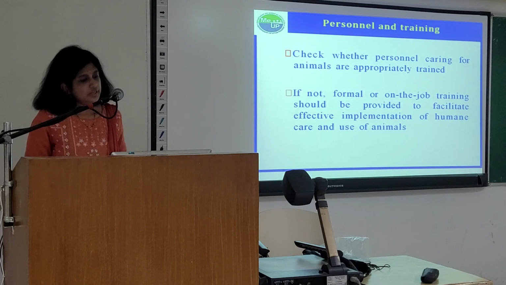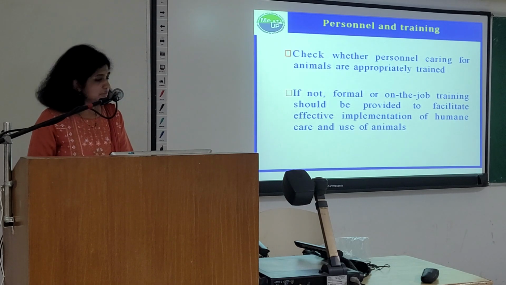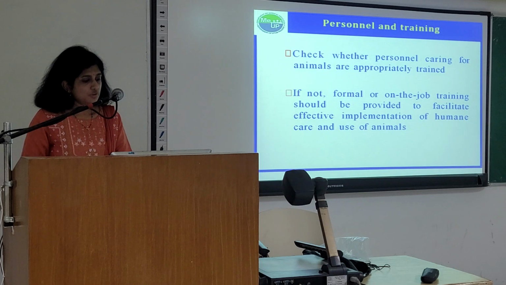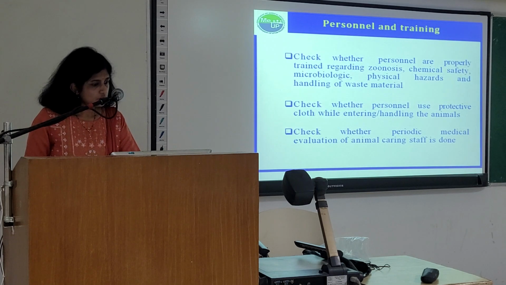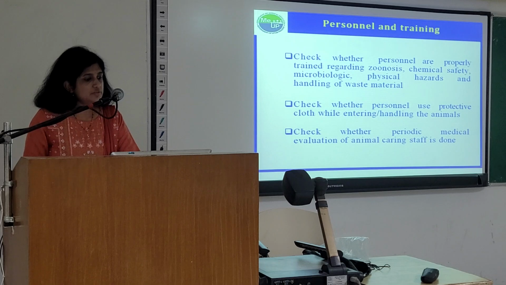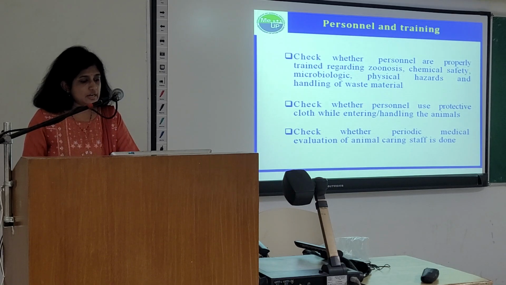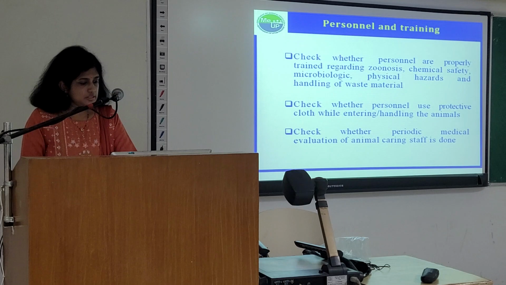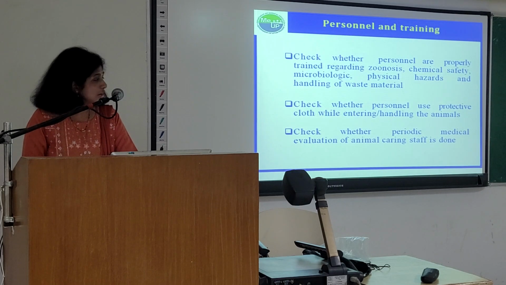For personnel and training, check whether personnel caring for animals are appropriately trained. If not, formal or on-the-job training should be provided to facilitate effective implementation of humane care and use of animals. Check whether personnel are properly trained regarding zoonosis, chemical safety, microbiology, physical hazards, and handling of waste material. Check whether personnel use protective clothes while entering or handling animals. Check whether periodic medical evaluation of animal caring staff is done.